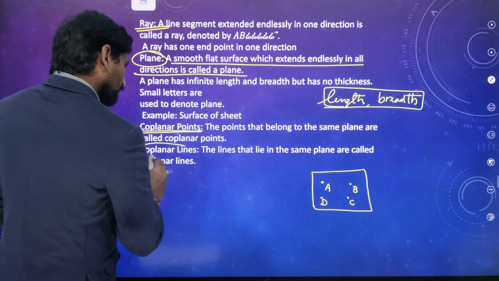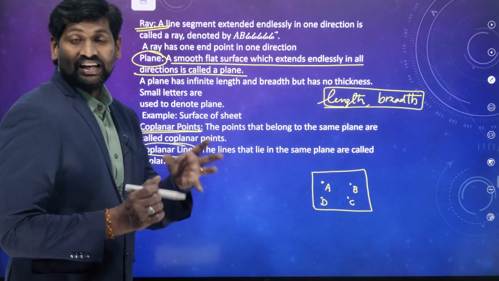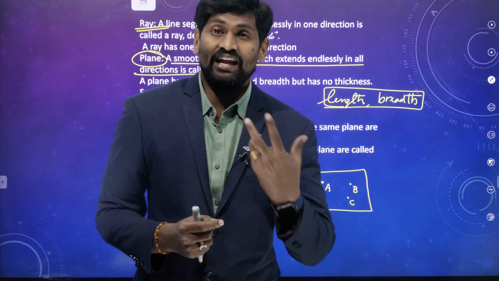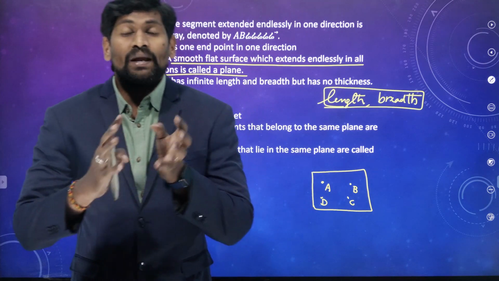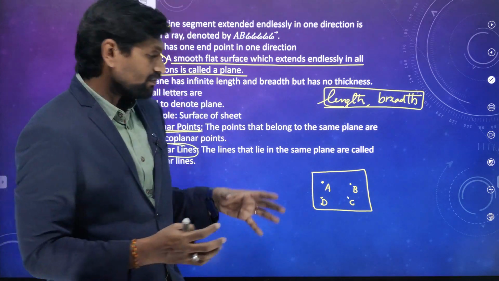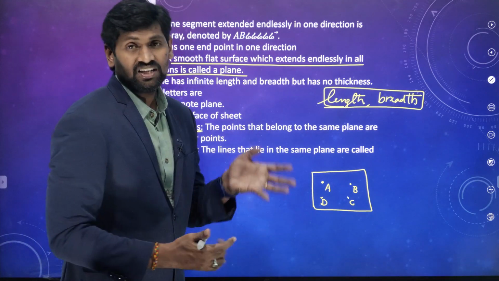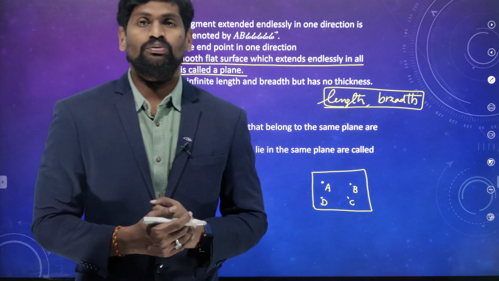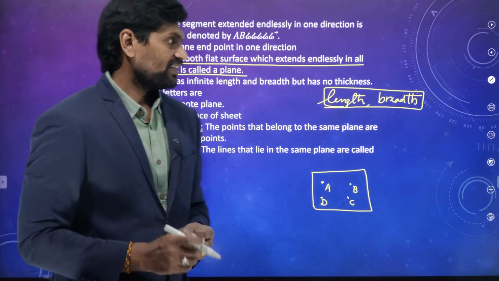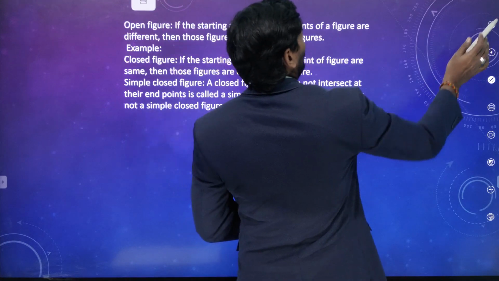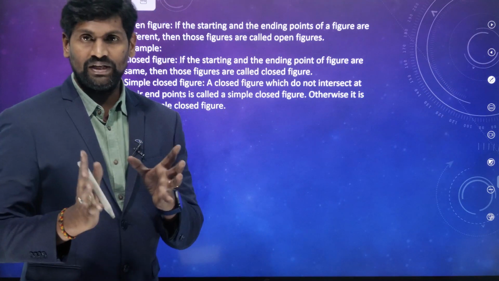What about coplanar lines? The lines which are on the same plane are called coplanar lines. Same like coplanar points, we can take coplanar lines also. Clear? That means all are on the same plane.